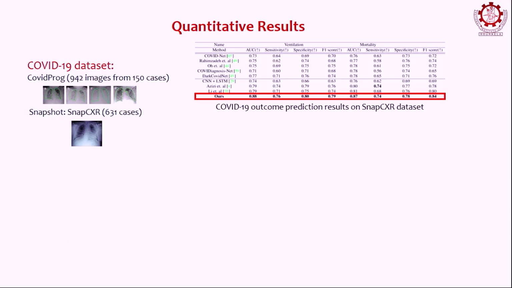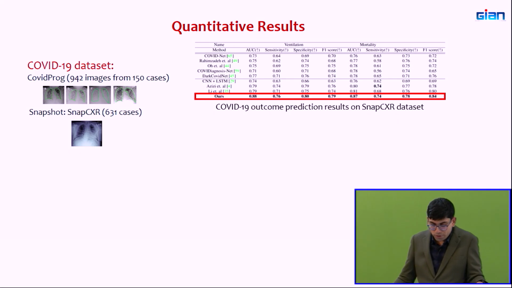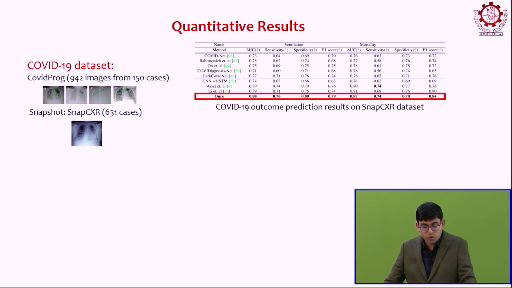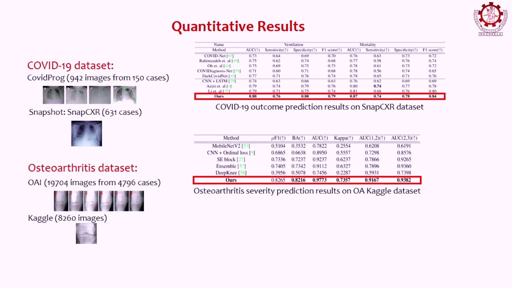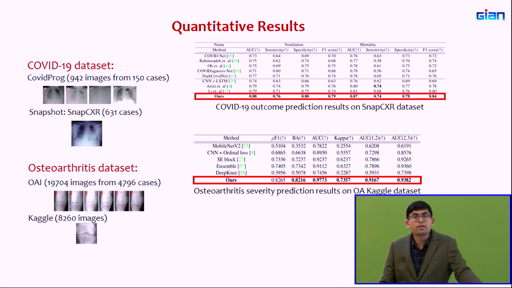Just by learning from temporal scans, we see that our results become much better compared to models that are not exposed to temporal scans. And this was good for COVID-19 ventilation and mortality prediction. This was also found to be true for osteoarthritis severity prediction, and this was actually done using an osteoarthritis Kaggle dataset.